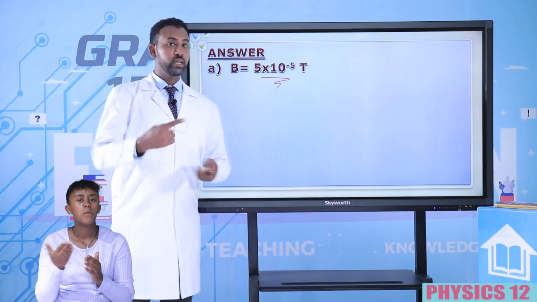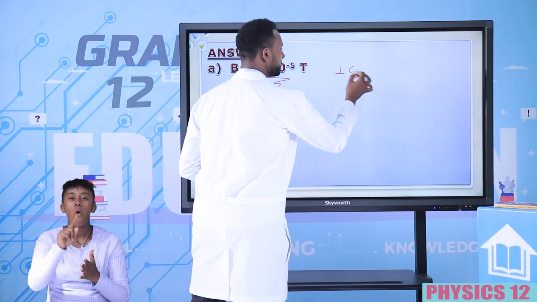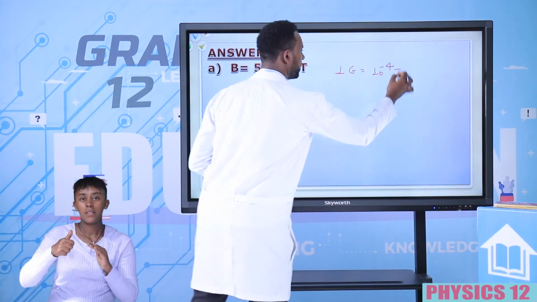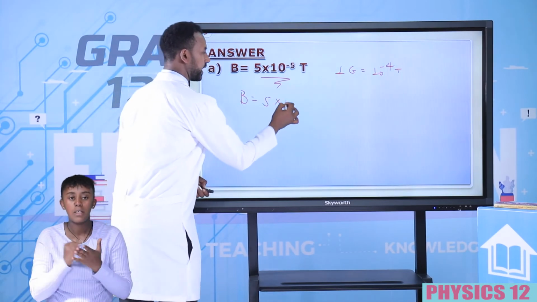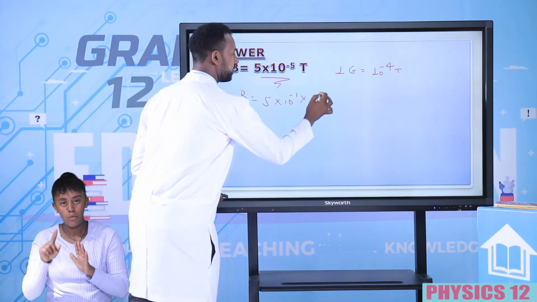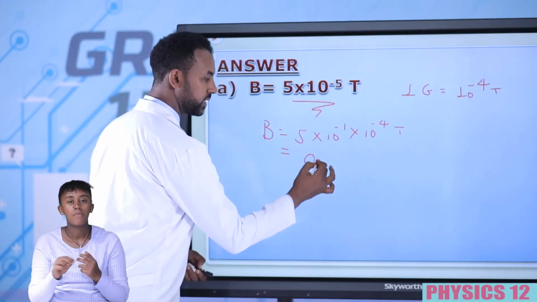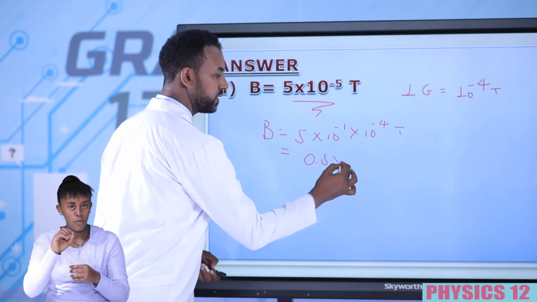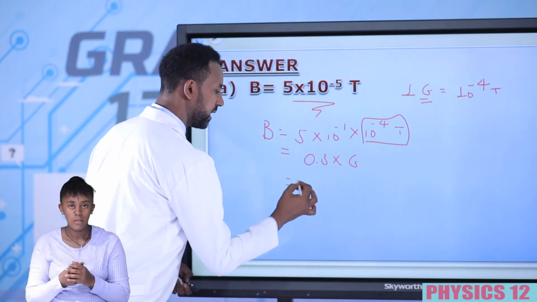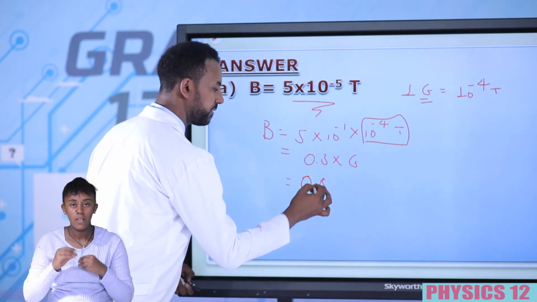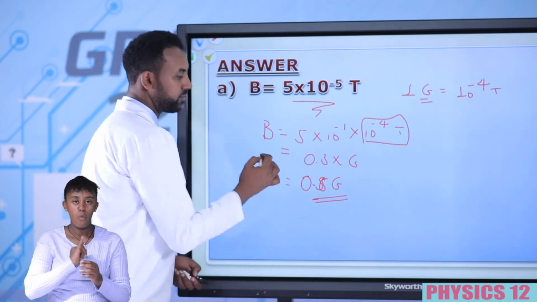By the way, there is also a non-SI unit known as Gauss. Previously, I mentioned that 1 Gauss is equivalent to 10 to the power of minus 4 Tesla. So you can equivalently rewrite it as 5 times 10 to the power of minus 1 times 10 to the power of minus 4 Tesla. 5 times 10 to the power of minus 1 gives us 0.5. So the magnetic field can also be given as 0.5 Gauss, in honor of Carl Friedrich Gauss.